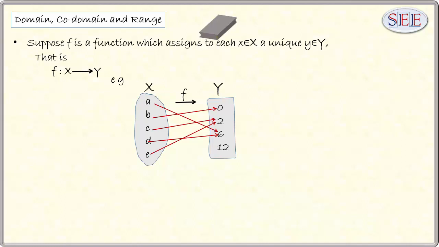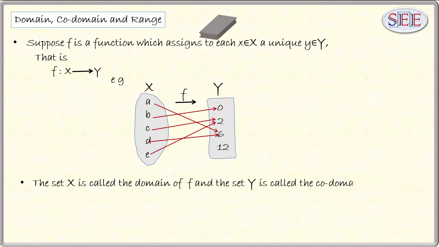If we have this function f, the set X, meaning the first set, is called the domain of the function f, and the set Y, meaning the second set, is called the codomain of the function f. So the first set X is the domain, while the second set Y is the codomain. If the function is from X into Y, that very first set X is the domain and the second set Y is the codomain. But let us see what is range.